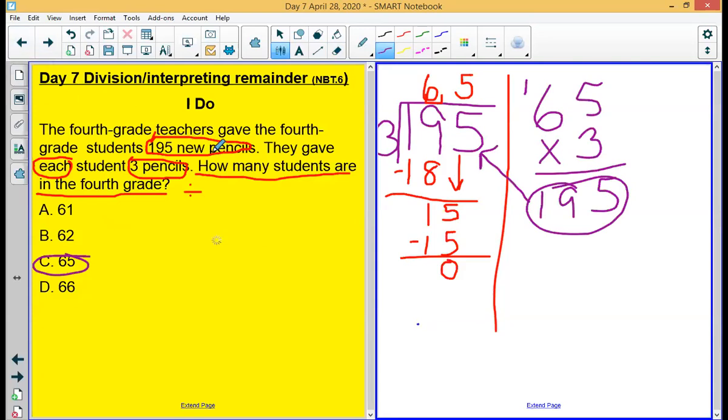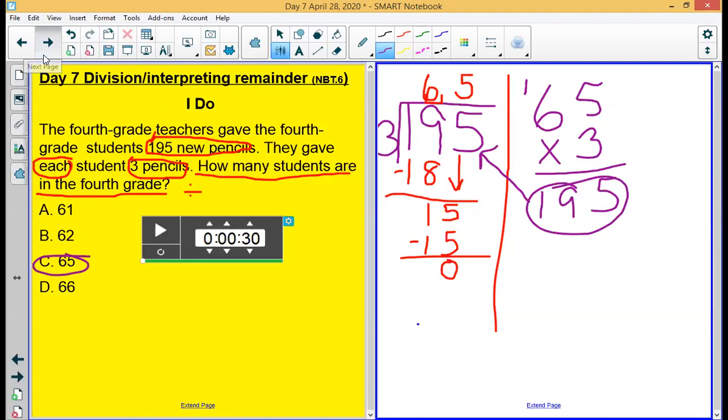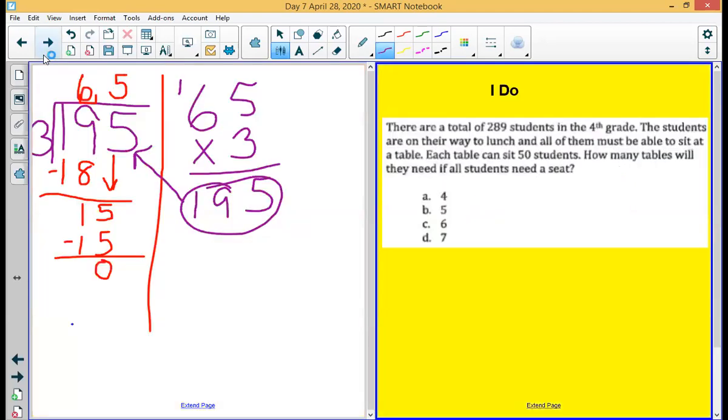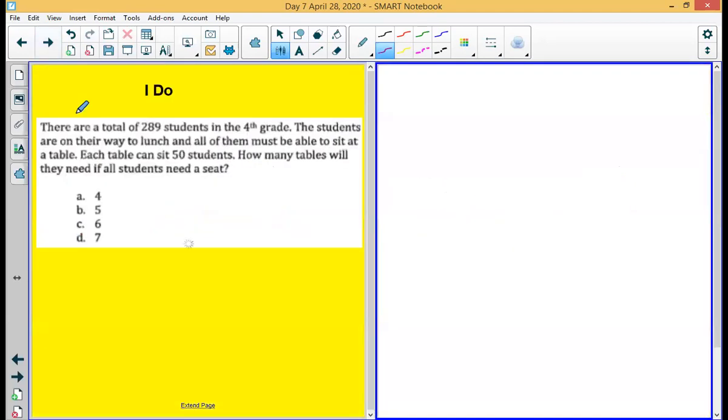I'll give you a few minutes to get that down. Always check your work. If you need additional time, please pause your video. Let's go to the next problem. The next problem is an I do as well. I will read it and we'll do what we did for the last problem.